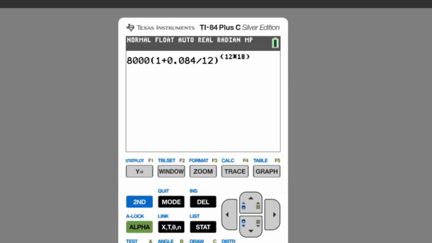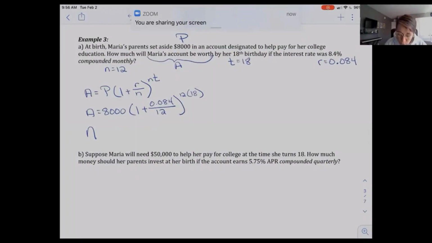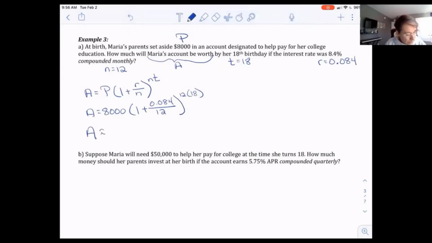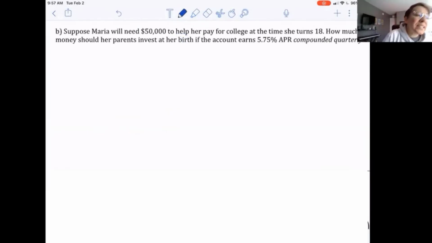That way, your calculator knows that it's that entire product that is your exponent, not just the 12. Because remember, it does order of operation. So if we hit enter, then we get a more accurate amount to the tens, hundreds place, because we're dealing with change. We're dealing with money. So our account balance on her 18th birthday is approximately $36,095.71.